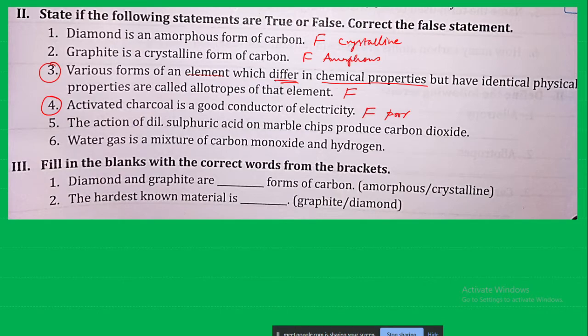Sir, in true-false question number 2, you have written graphite is an amorphous form of carbon. Yes, graphite is a crystalline form of carbon. It should be true, no? Yes, good. This is true. Diamond and graphite both are crystalline forms. That is true.